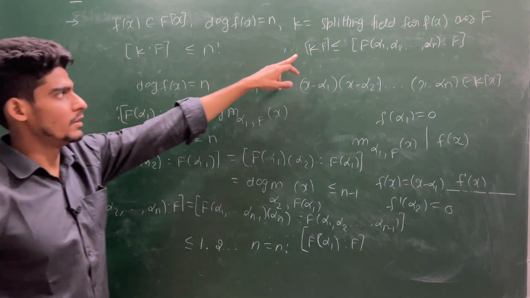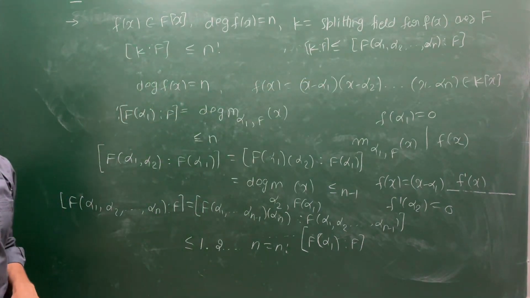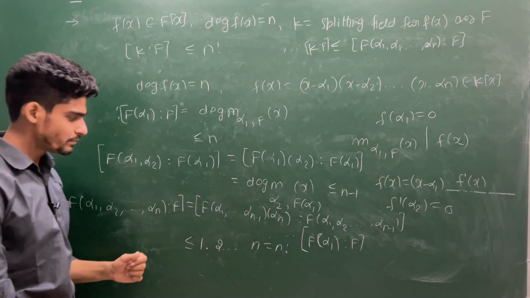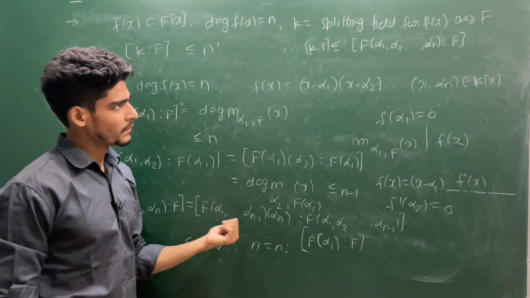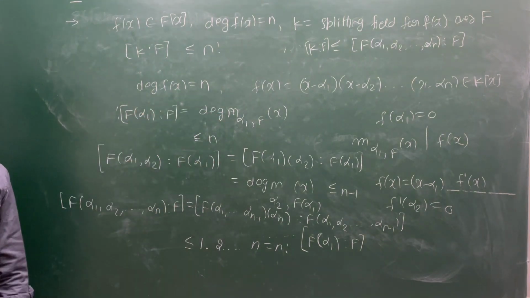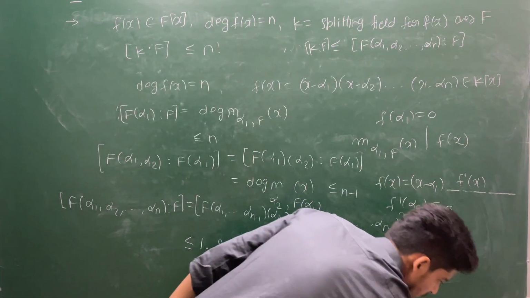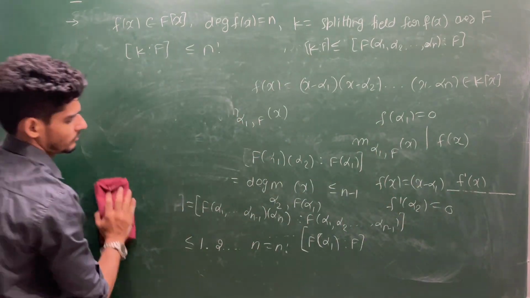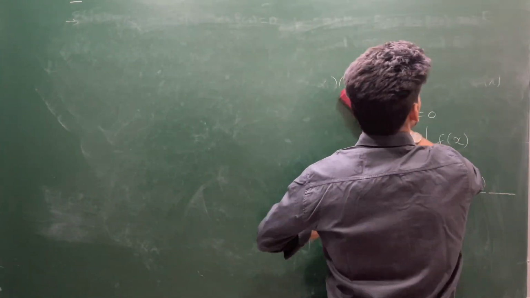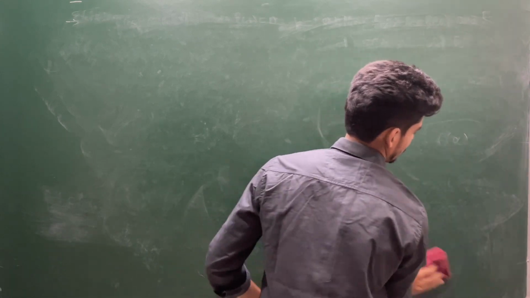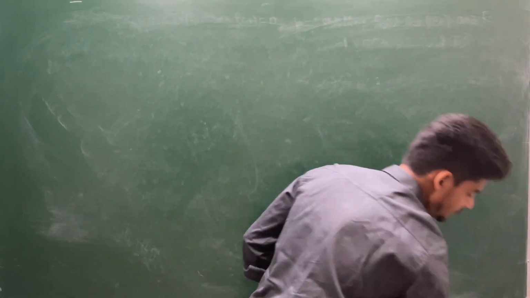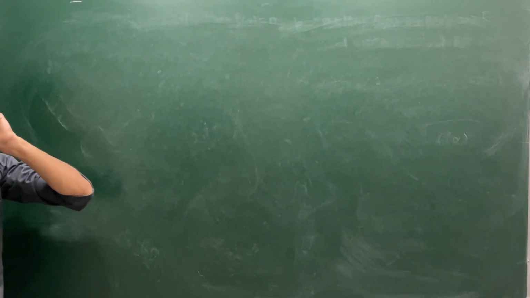So the degree of this extension can be at most n factorial, and you may have equality also, because whenever you are having in between, suppose you are having some prime type of extension, you will have this n factorial also. So this was the brief introduction to splitting field.